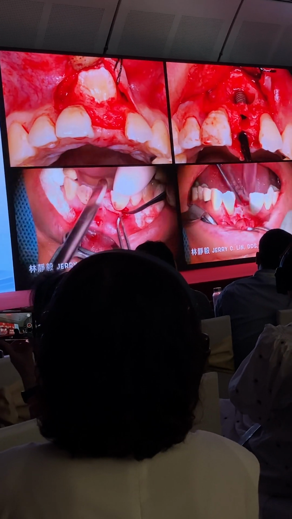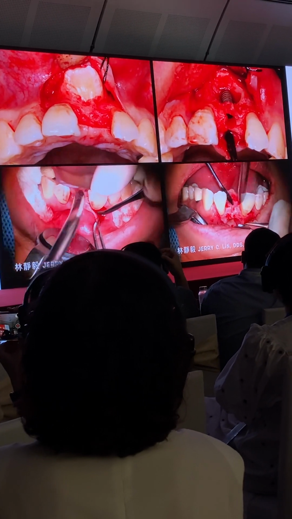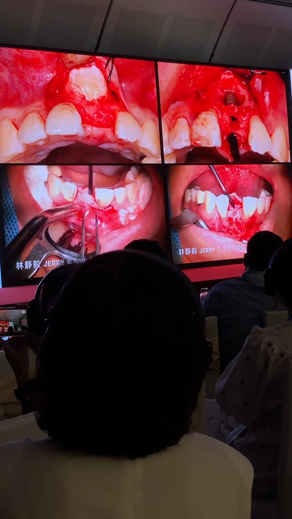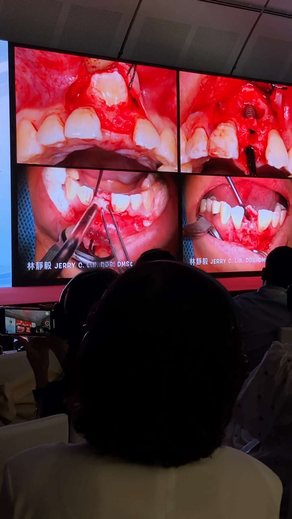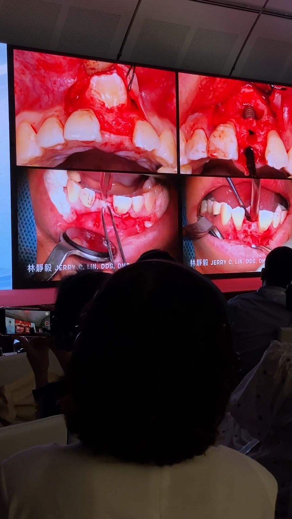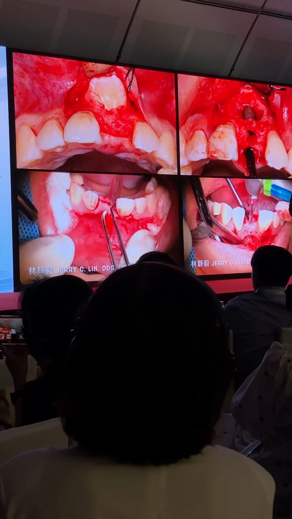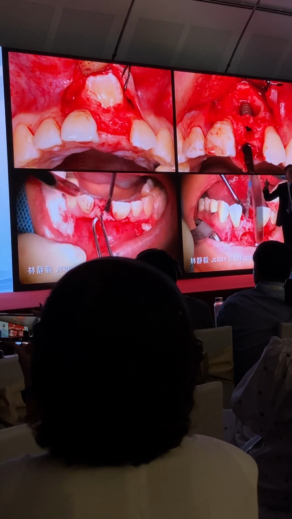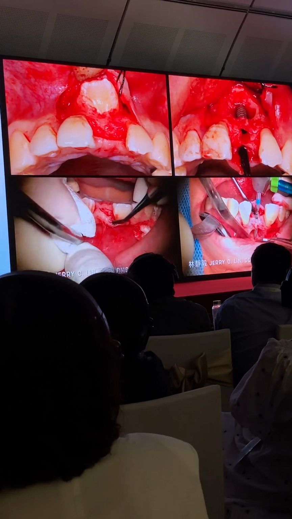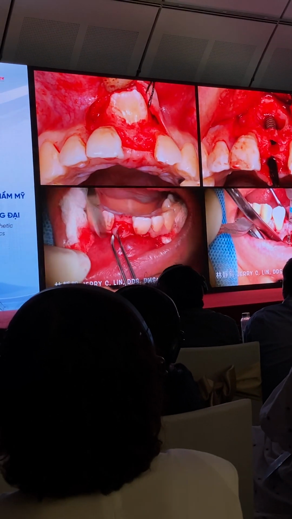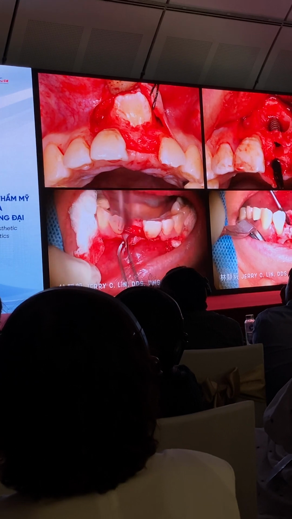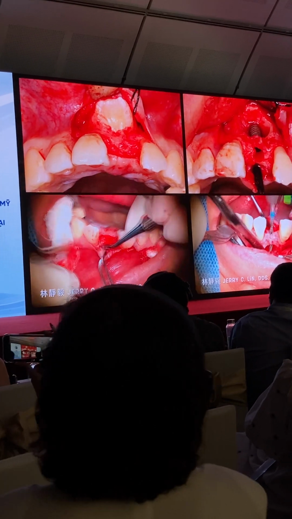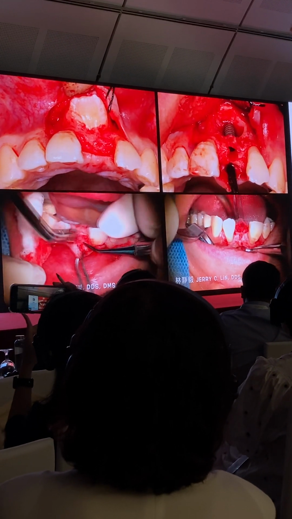So I didn't even hesitate to place the implant at the same time. Why? Because I know I wouldn't be able to go anything wrong with it. Why? Because see, we have good bone. The only thing is I need to control where I want my implant to be and where I want my future soft tissue and bone to be.